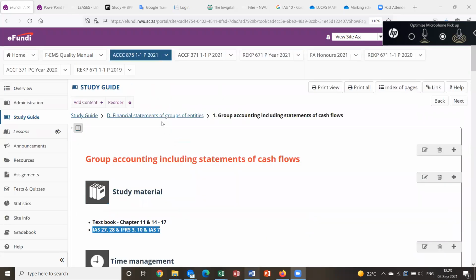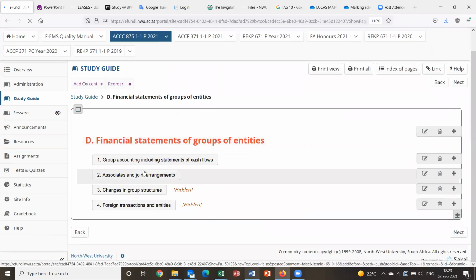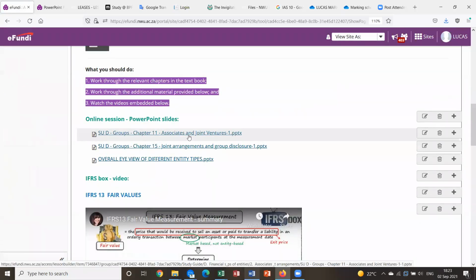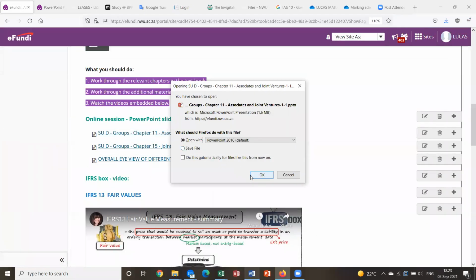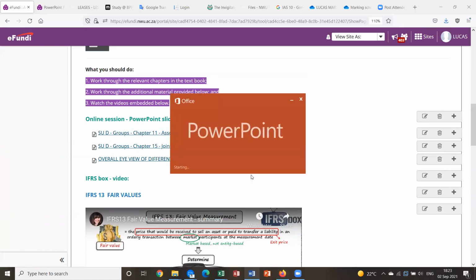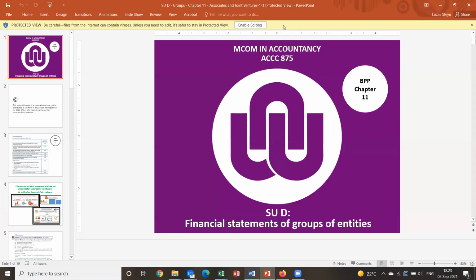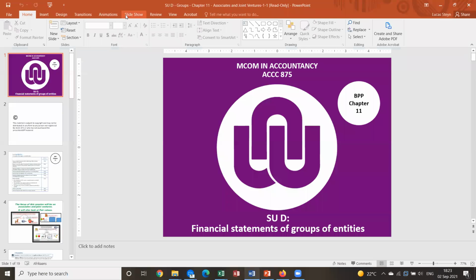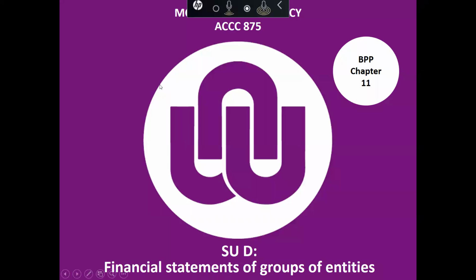If we go back to where we're at, we're going to go to our section D, associates and joint arrangements, and go into that part specifically. And the first one I'm going to look at is associates and joint ventures. While we're waiting for that to open up, remember now, an associate or a joint venture, a separate entity type, is something completely different from a subsidiary, and we need to understand how that works. And we're going to go through that, making sure we know what you guys are expected to be able to account for. Also this is in chapter 11 still.